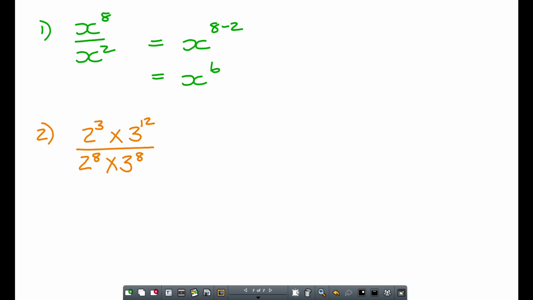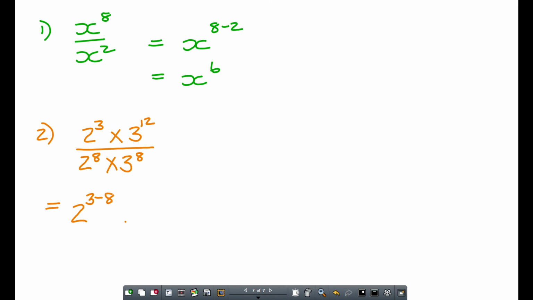So I'm going to say 2 to the power of 3 divided by 2 to the power of 8. So I'm dividing, so what must I do with exponents? Subtract, okay? So 3 minus 8. No, times, look at the little dot.